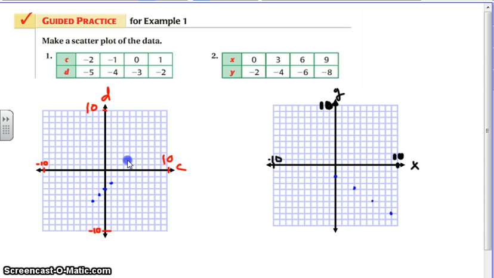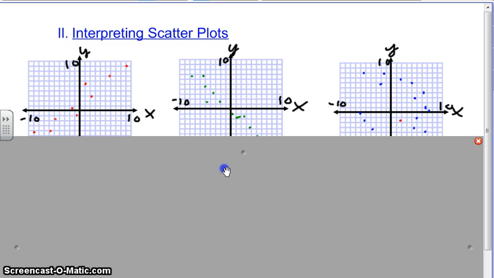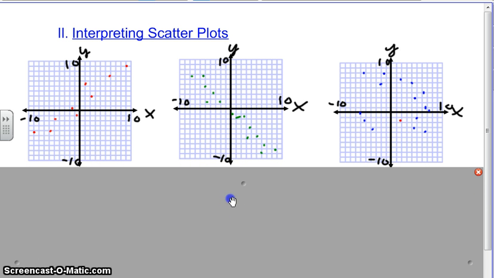Remember? Positive, that's right. Just like our linear equations earlier this year, we always read these things left to right. So let's go jot this down. Interpreting scatter plots. To interpret them, I want you to draw 3 quickie little scatter plots. Just do your quick little coordinate planes, X and Y.